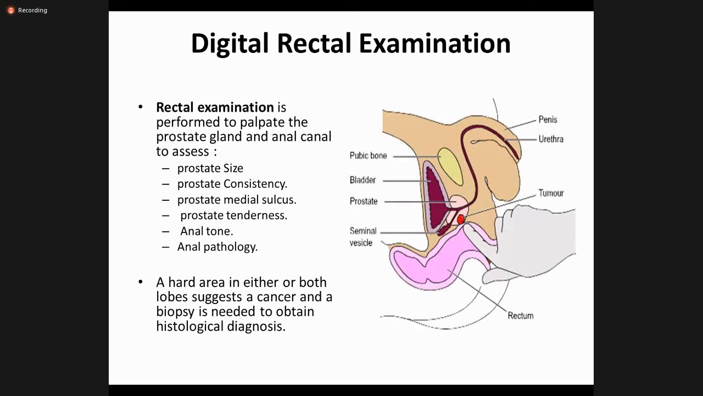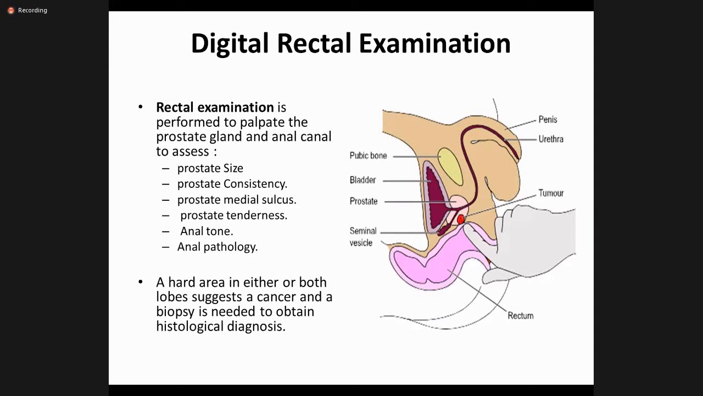Now coming to the rectal examination. Rectal examination is performed to palpate the prostate gland and anal canal, to assess prostatic size, prostate consistency, prostate median sulcus, prostatic tenderness, anal tone, and anal pathology. A hard area in either or both lobes suggests a cancer, and a biopsy is needed to obtain a histological diagnosis.